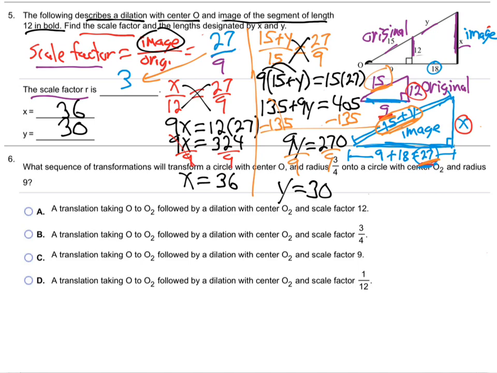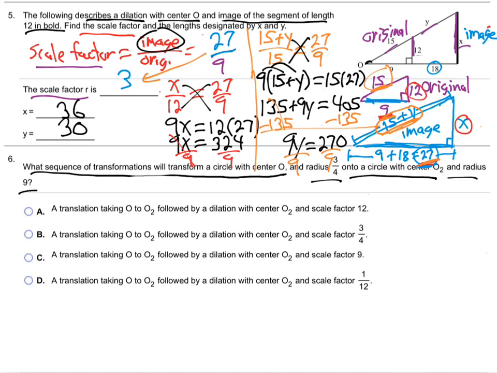So now on to the last one, number 6. Let me see. I'll move these out of the way so we can read it. So what sequence of transformations will transform a circle with center O, radius 3/4, onto a circle with center O2, radius 9? Well, what are they talking about?